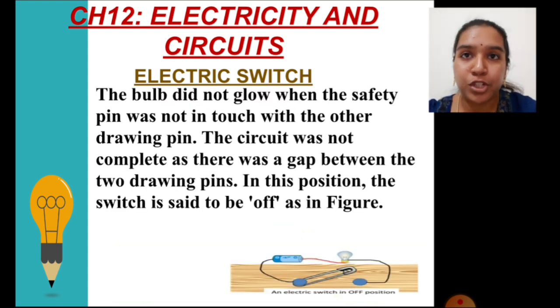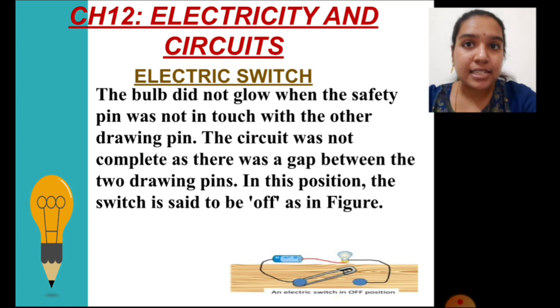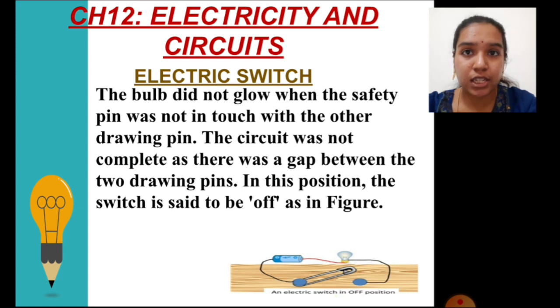In the switch off position, that is when the safety pin is not in touch with the other drawing pin, the circuit is incomplete as there is a gap between the two drawing pins. So this results in the bulb not glowing due to an incomplete circuit. Here you can see the safety pin is not touching the other drawing pin. So there is a gap formed for the flow of current to pass through the circuit completely. That's why here the electric switch is in off position.